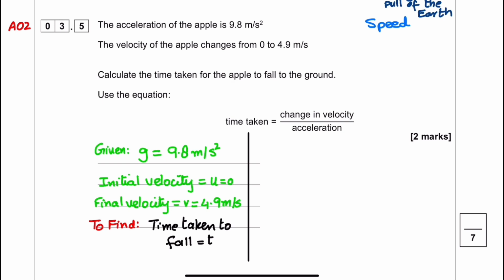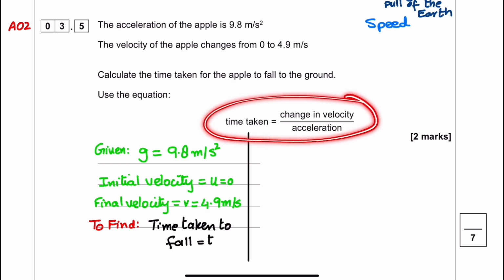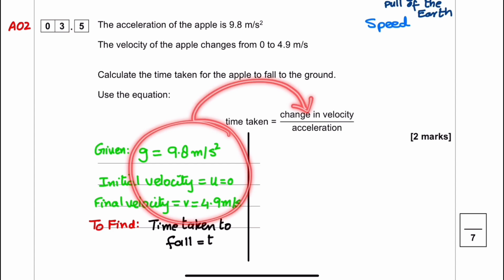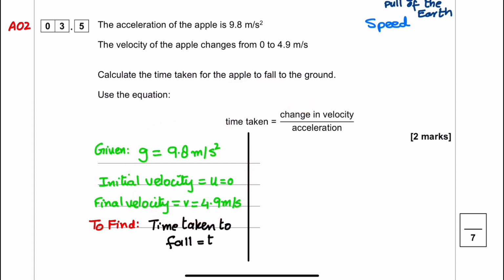We need to find the time, and the equation is already given for the student. Time taken is equal to change in velocity over acceleration. We are given the value of g, 9.8 meters per second squared, the acceleration due to gravity. The initial velocity is 0, and the final velocity is 4.9 meters per second. Students need to find the time taken, so we substitute all the values in the formula to find the value of time. Let's see the model answer.